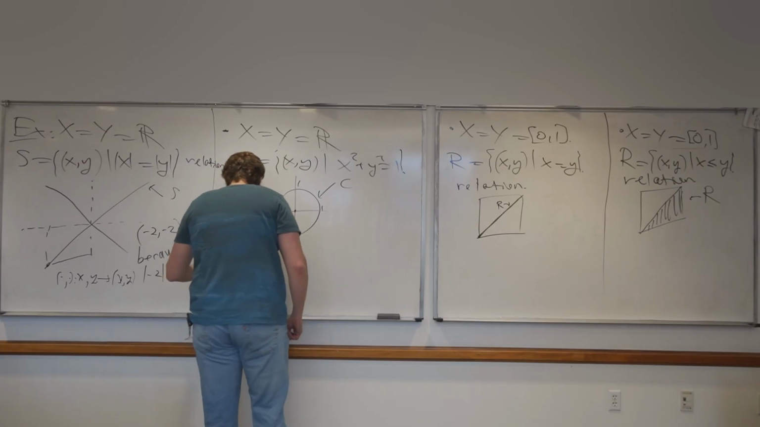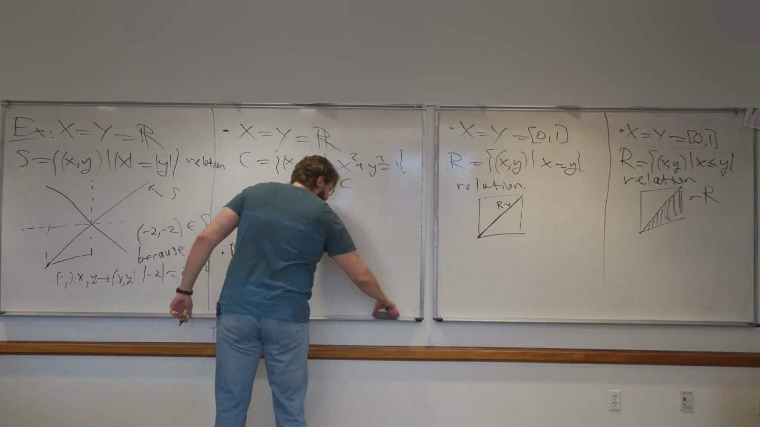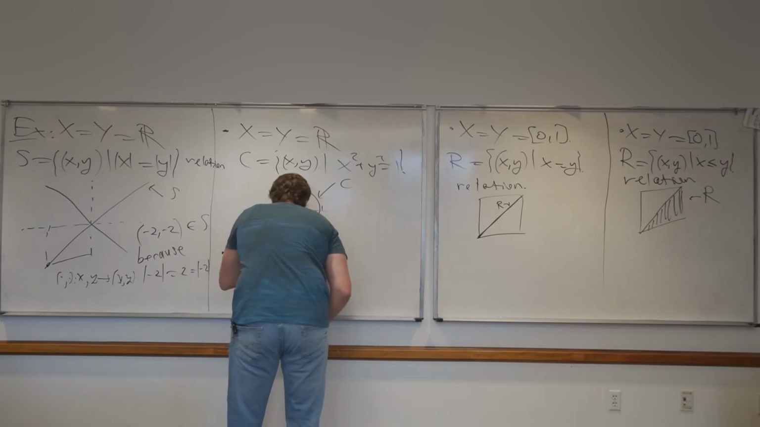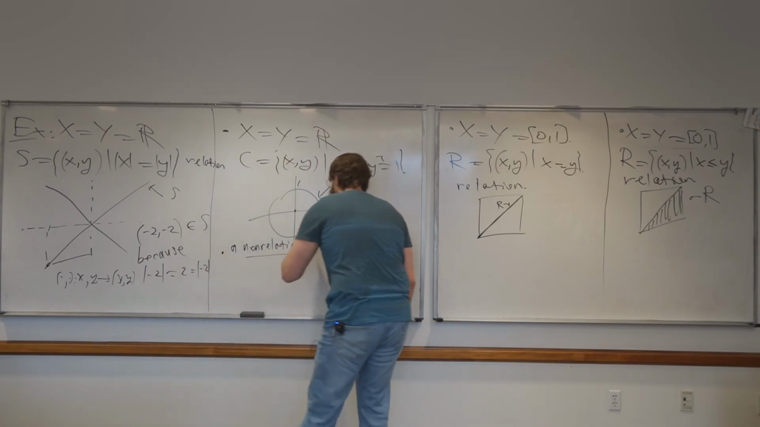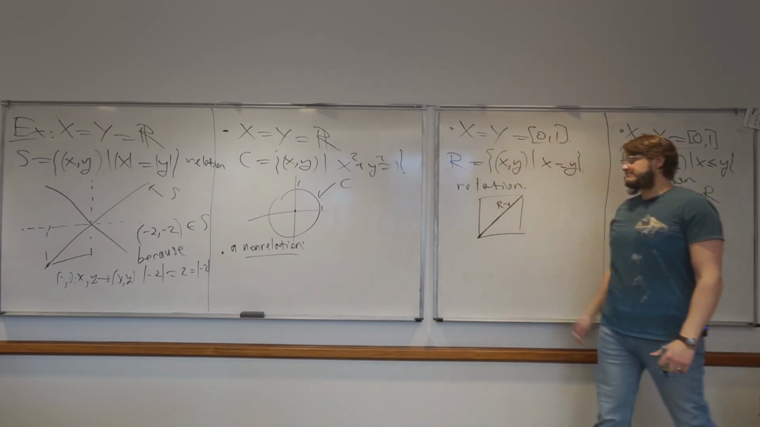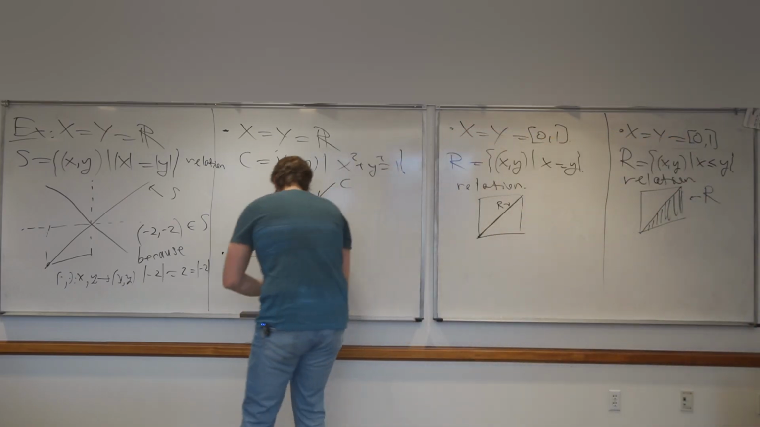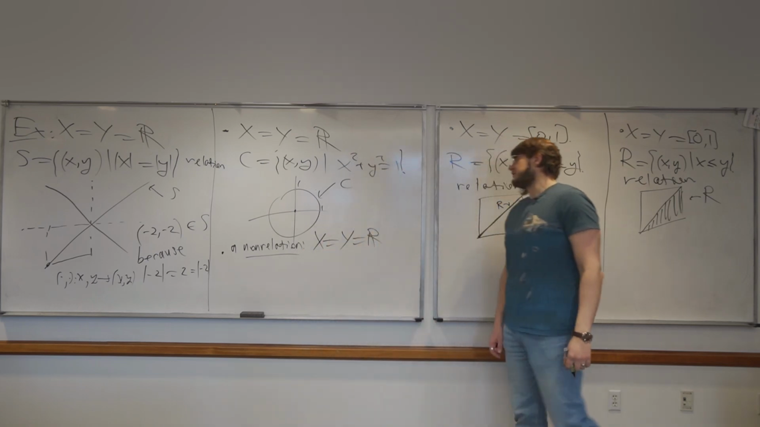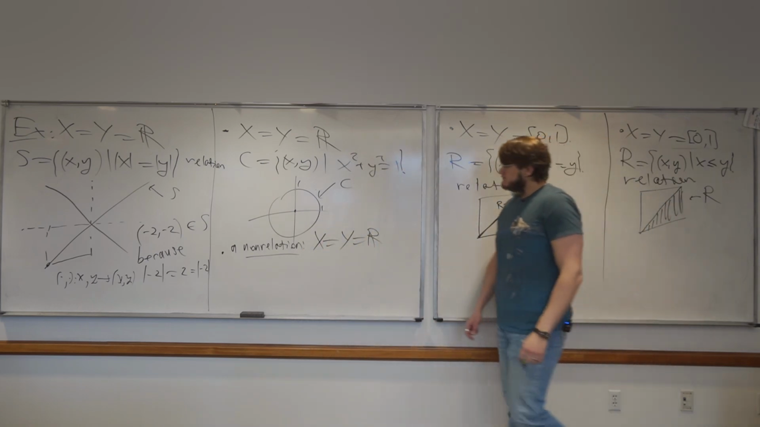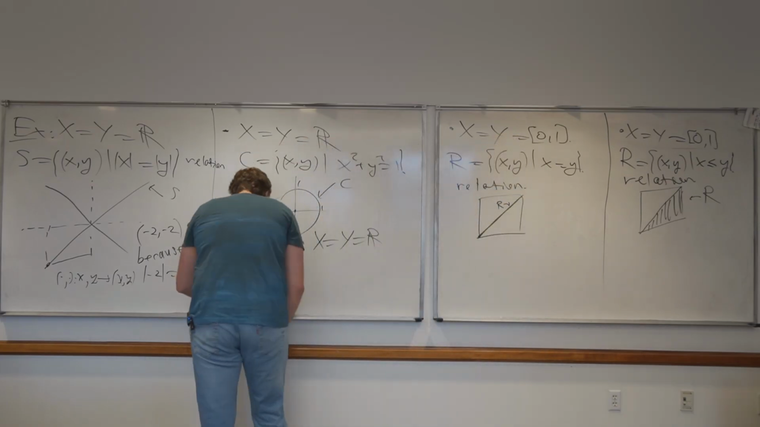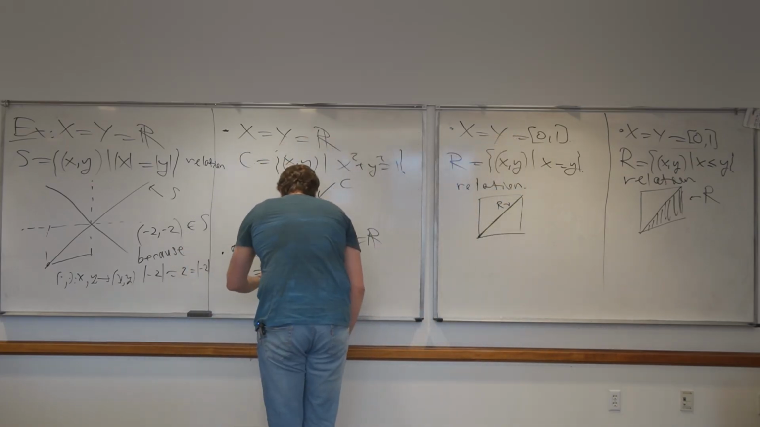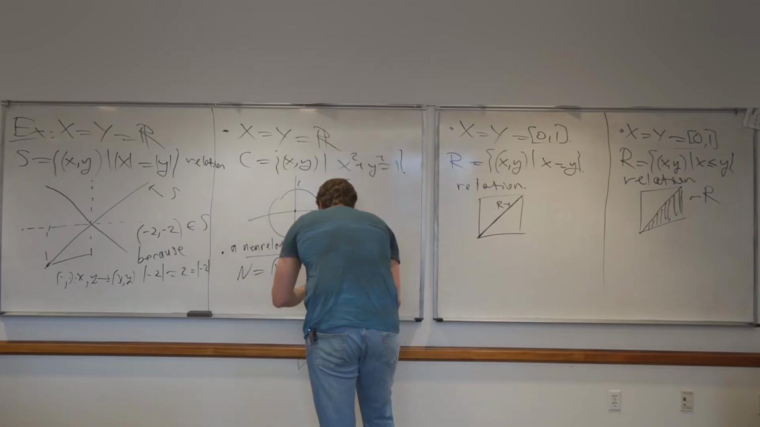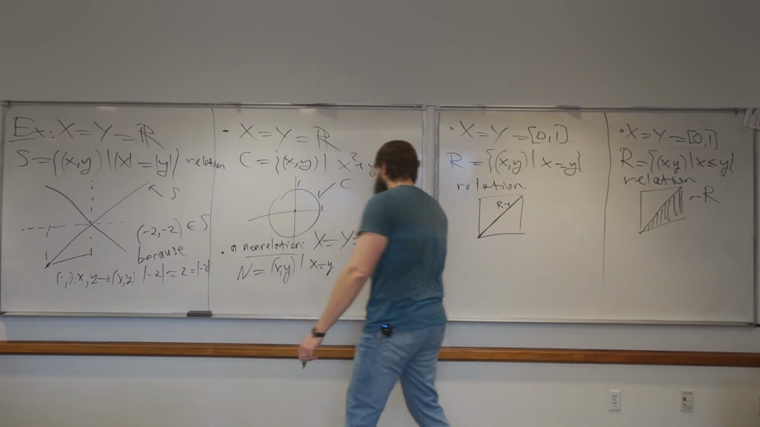Okay, let's give an example. A non-relation. Okay. X and y are both equal to R. Let's say N. Let's say xy such that x equals y.